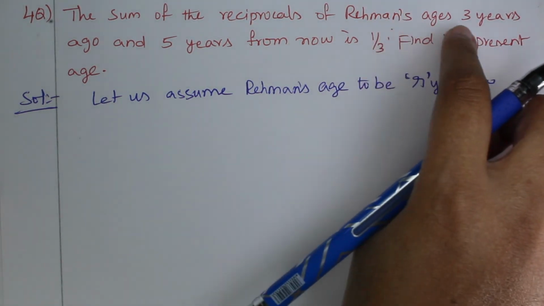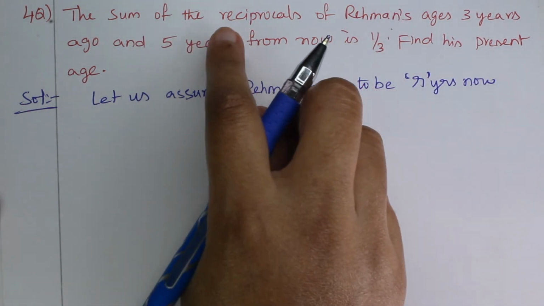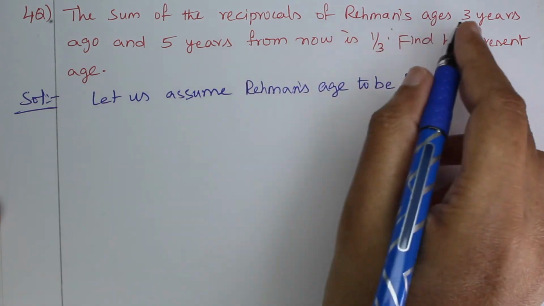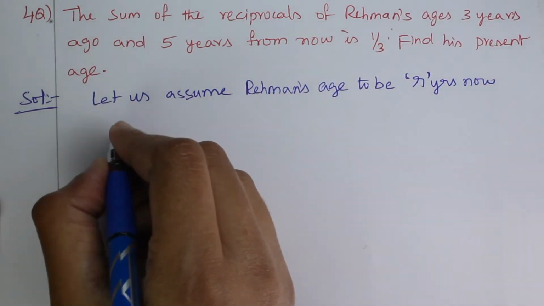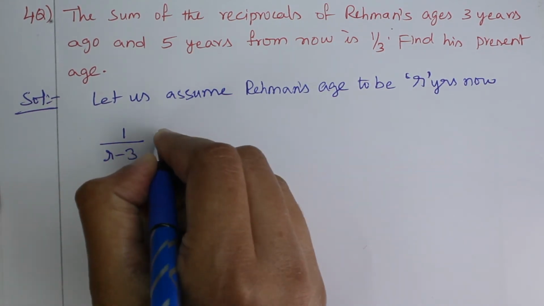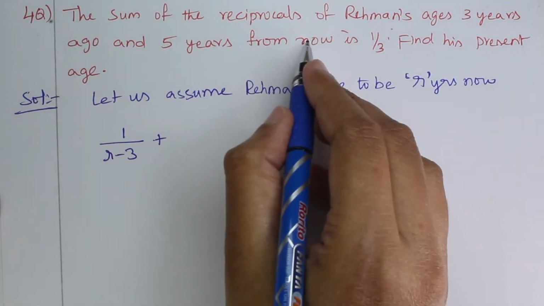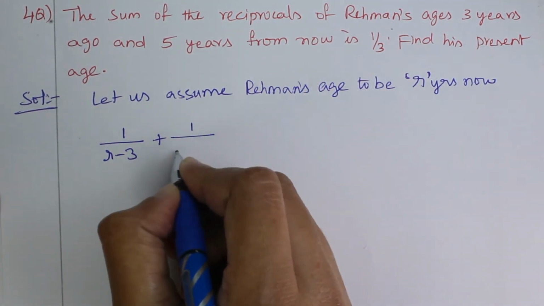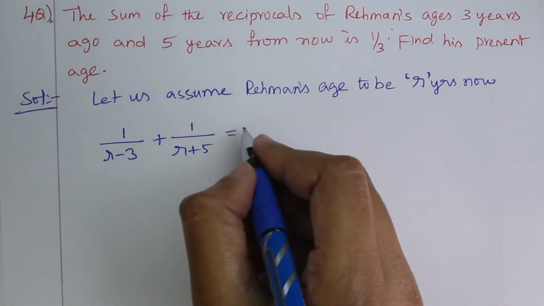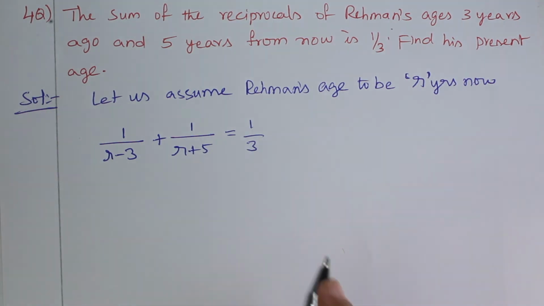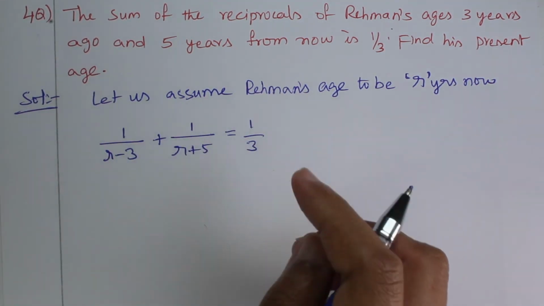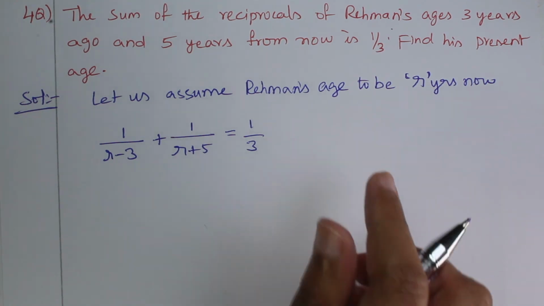Now it's said that the sum of the reciprocals of Rayman's age 3 years ago and 5 years from now is 1 by 3. What will be the reciprocal of Rayman's age 3 years ago? R minus 3, so 1 by R minus 3, plus 5 years from now it will be 1 by R plus 5, is equal to 1 by 3. So this is the equation we have to solve. We will get a quadratic equation by solving this, and we can find the roots to find Rayman's age.